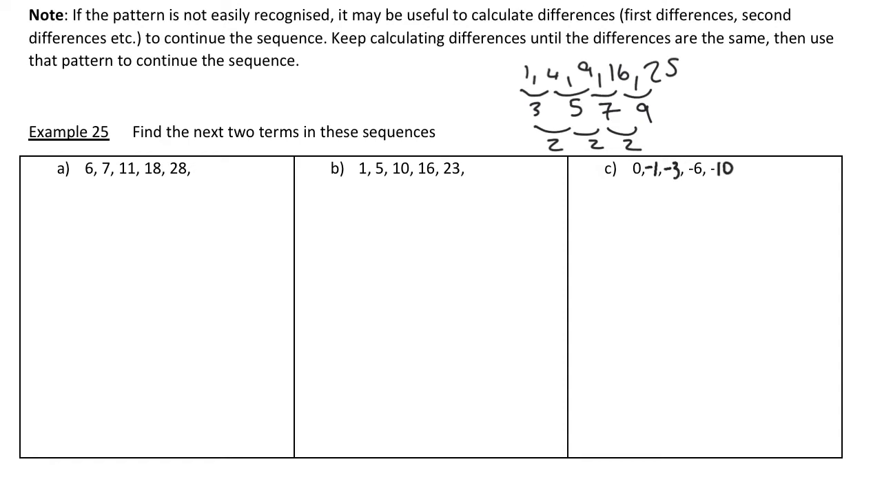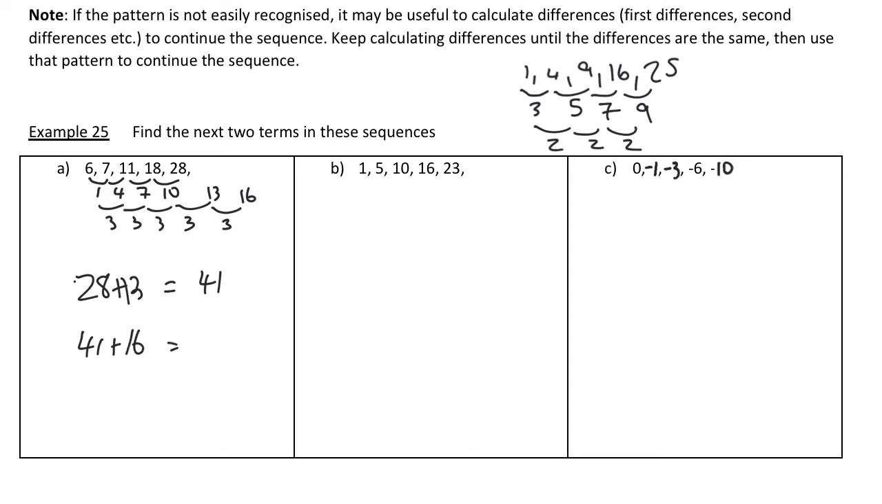So if we want to work out the next 2 terms in this sequence, what we've got is 6 to 7 is add on 1. 7 to 11 is add on 4. 11 to 18 is add on 7. 18 to 28 is 10. So the first differences are changing, but the second differences we can see are 3. So that means the next one is going to be 13. And the one after that is 3 bigger than that, so that's 16. So if we add 13 to 28, so 28 plus 13 is going to be 41. And then 41 plus 16 is 57. So those will be the next 2 terms.